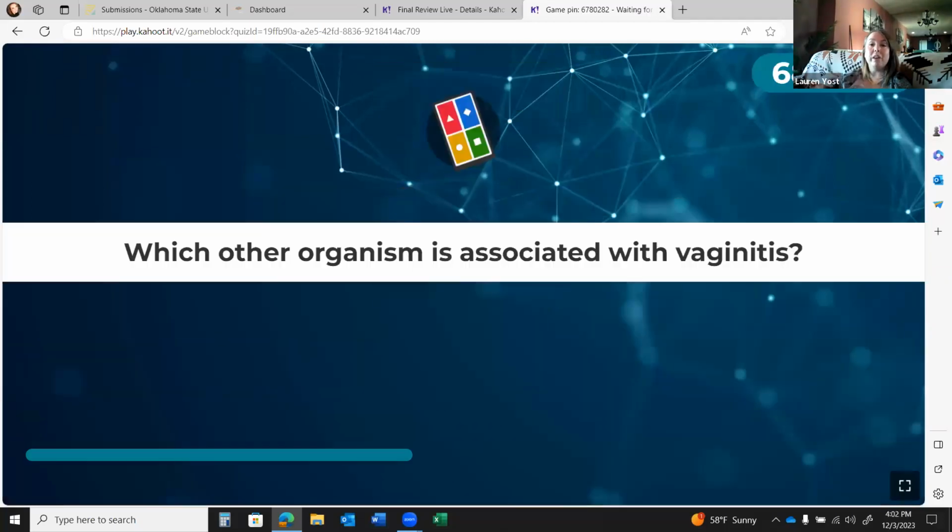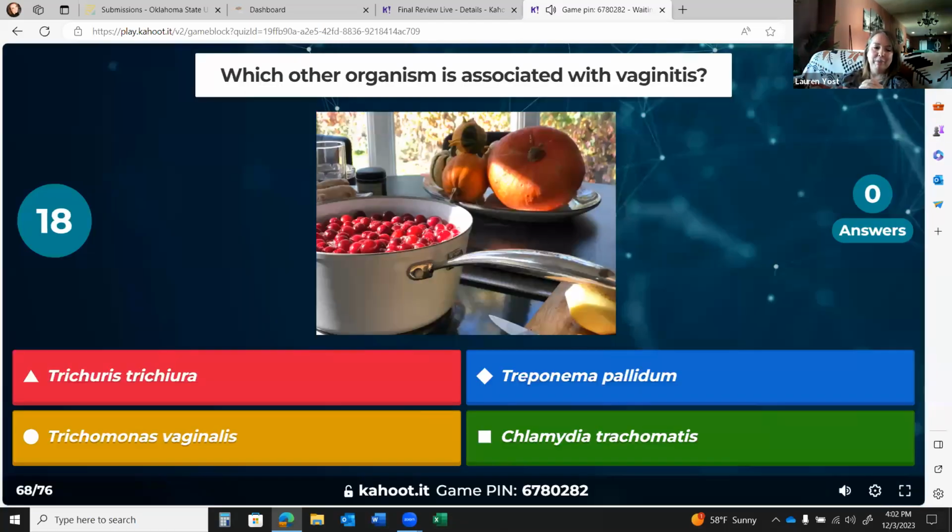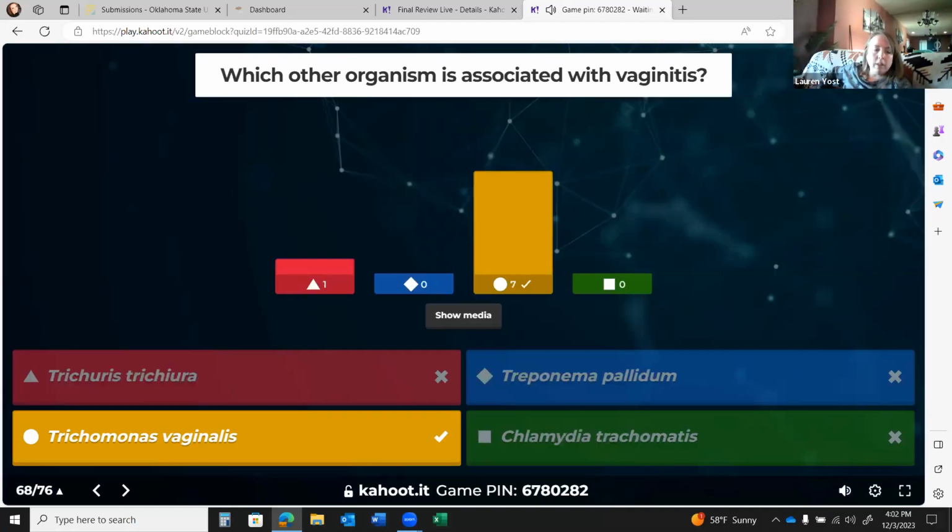Okay, which other organism is associated with vaginitis? See if you remember which one it is. Yes, so Trichomonas vaginalis.